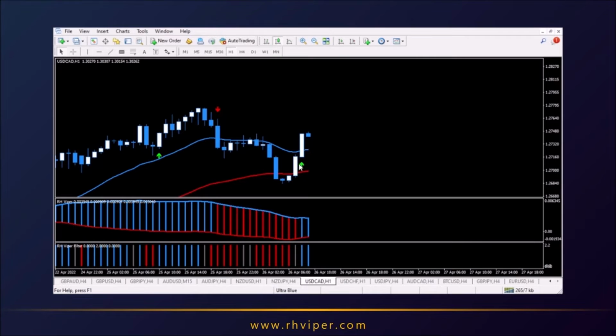We've got that green arrow showing up underneath this signal candle, and this is a signal candle. This candle has closed. This next candle is opened. On this signal candle, we've got that green arrow. It is closed above the blue moving average. This RHViper histogram is blue, and the RHViper filter is also blue. So I'm going to place a buy trade at its current location. Again, this is a signal candle, and we can go long.